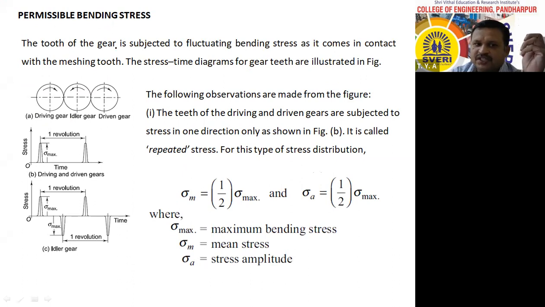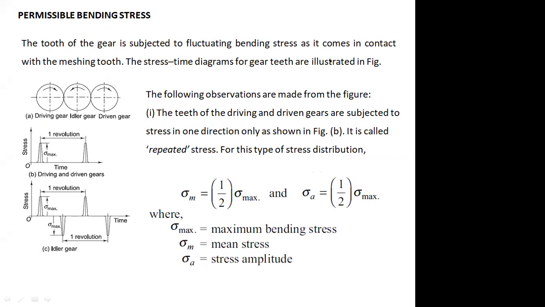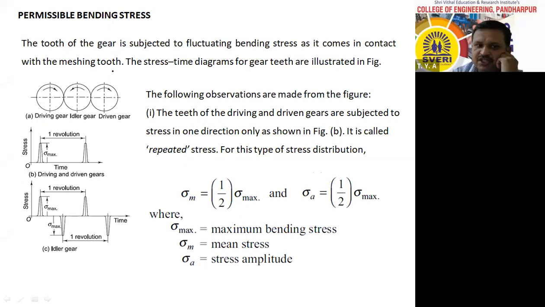The tooth of the gear is subjected to fluctuating bending stress as it comes in contact with the meshing tooth. The stress time diagrams for the gear teeth are illustrated in the figure. See, now this is the driving gear, this is the idle gear, this is the driven gear.